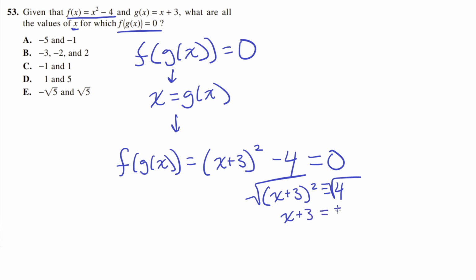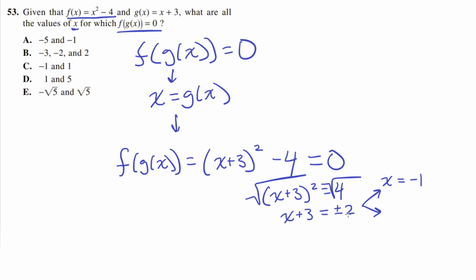And on the right side, we're left with plus minus 2, because 2 times 2 is 4, and negative 2 times negative 2 is also 4. So this means we're going to get two different values for x. So let's assume the 2 here is positive. Then if we subtract 3 from both sides, we'll be left with x equals negative 1.